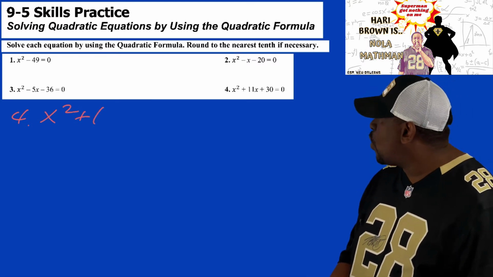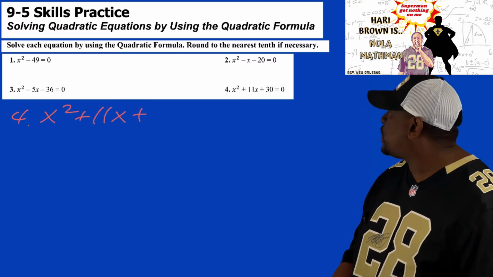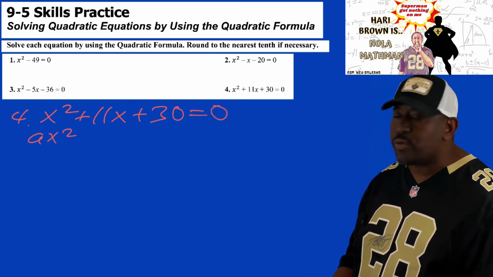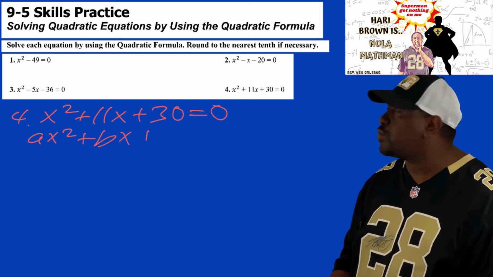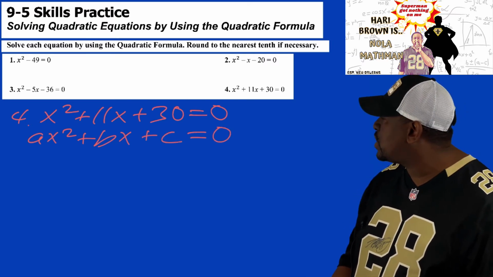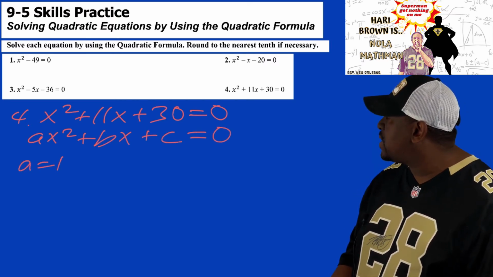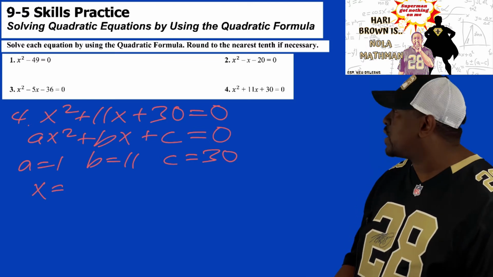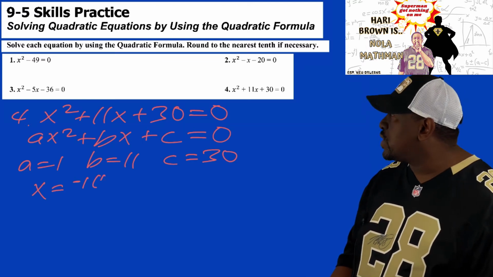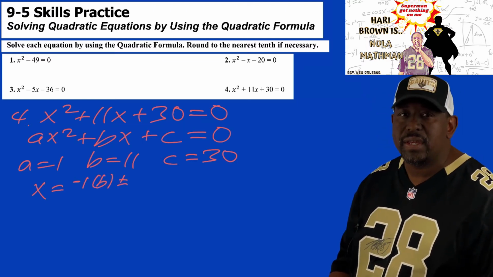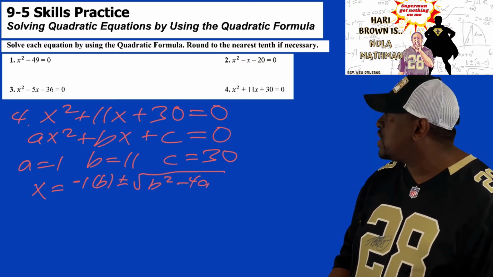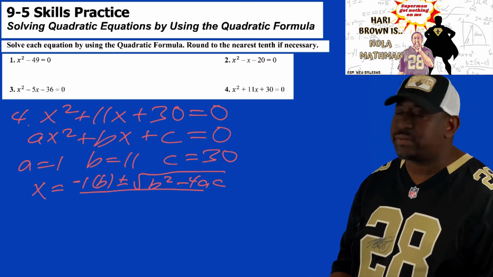So let's go to number 4. X squared plus 11x plus 30 equals 0. Again, we want to write our general standard form, ax squared plus bx plus c equals 0. We want to pull out a, b, and c. A is 1, b is 11, c is 30. Next thing we do, we write the quadratic formula. X is equal to negative b plus or minus the square root of b squared minus 4ac, all divided by 2a.